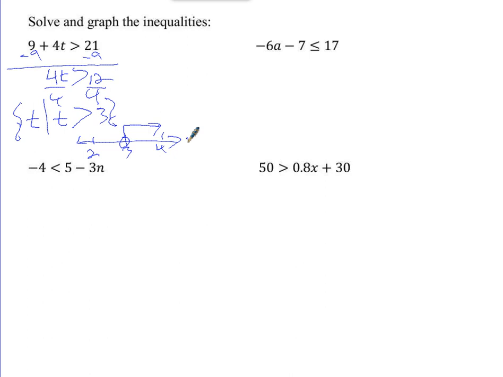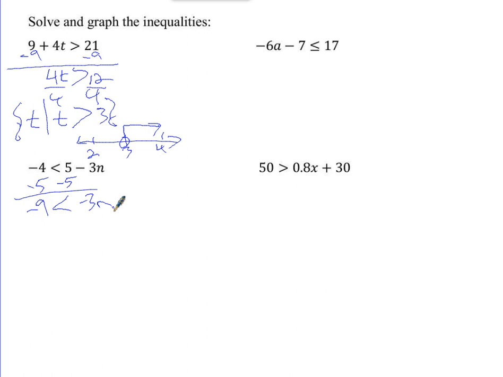The one below it, what are we going to do first? Subtract 5. That's a positive 5. I want it to turn into 0, so 5 minus 5 is 0. We subtract 5 from both sides. And that gives us negative 9 on the left is less than what on the right? Good. See that negative sign? That's a negative 3n. Now what?